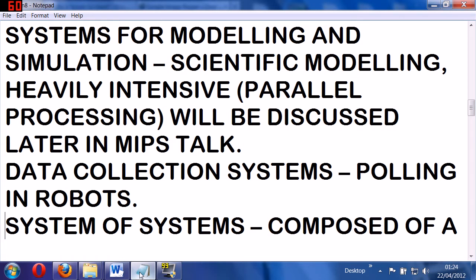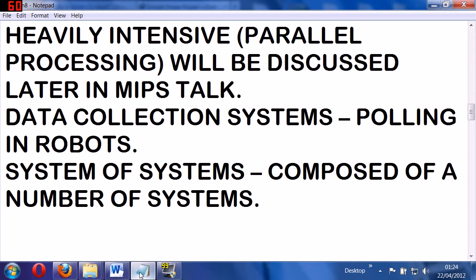Data collection systems, polling and robots. If you're doing robotics, for instance, when you're trying to work out how far away the robot is from the wall, you might want to fire a light back and forth, and then do a simple calculation to measure how far away it is, and do that however many times a second. Then system of systems, which is composed of a number of systems, so multiple systems working together. I suppose that's kind of the real McCoy stuff.